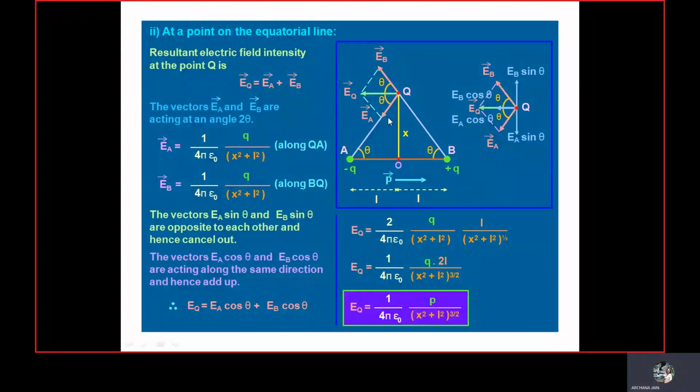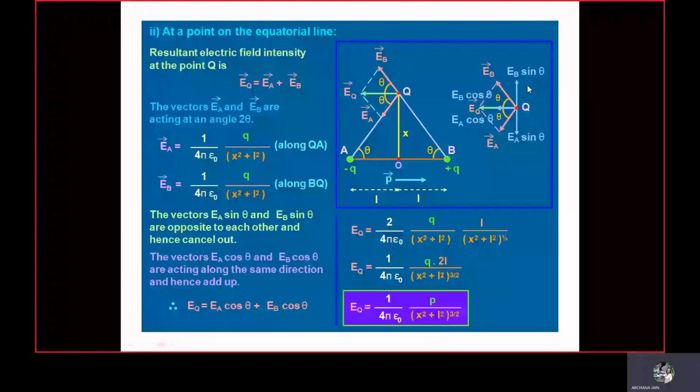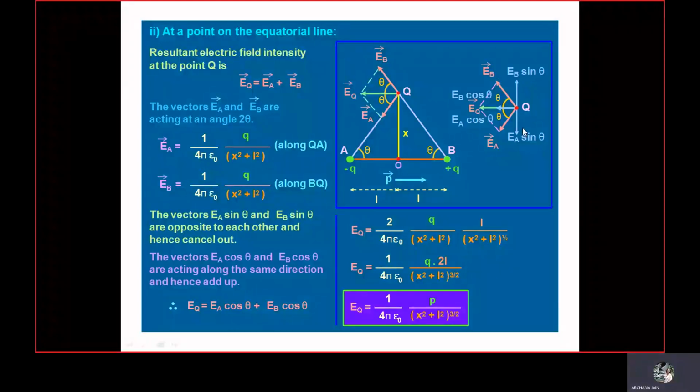Now we divide this into horizontal and vertical components. The vertical components, EA sin theta and EB sin theta, are equal and opposite to each other. That's why they will nullify the effect of each other. The resultant is the sum of the two horizontal components. Because the horizontal components are in the same direction, EQ is equal to EA cos theta plus EB cos theta. Because EA and EB are the same, we can take twice E cos theta.